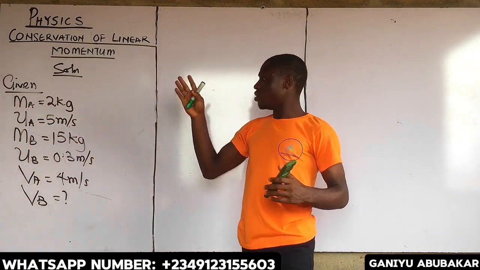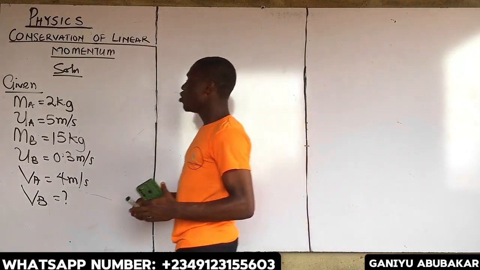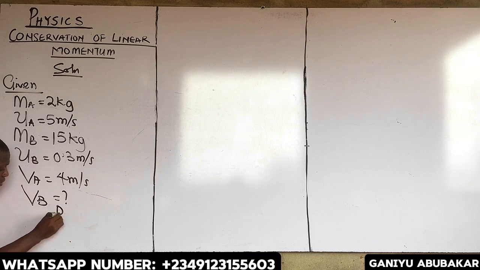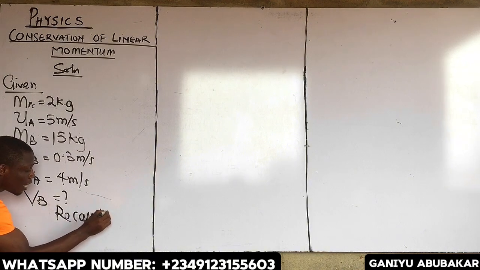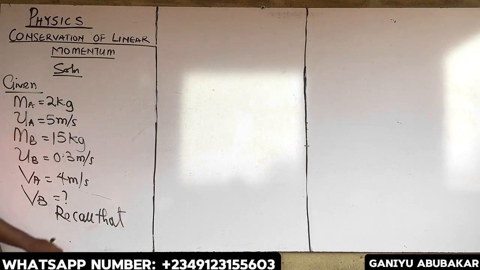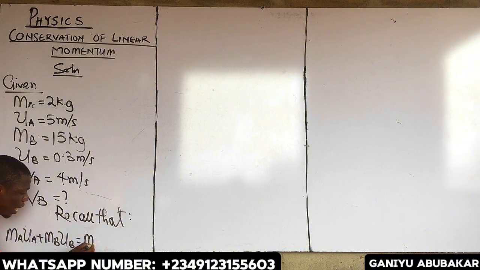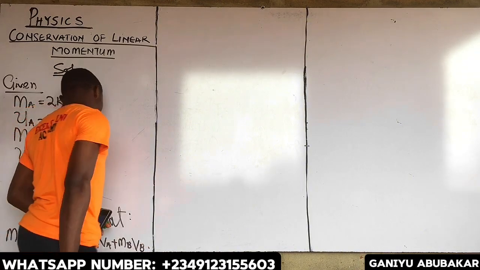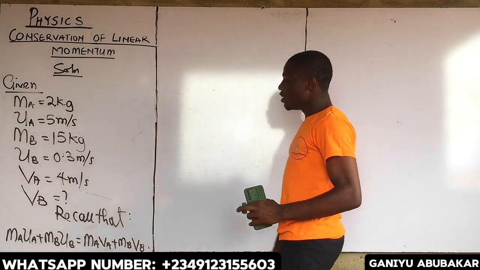After listing out these parameters, what is the next task? My next task is to record the equation. We said the equation for conservation of momentum is given as MAUA plus MBUB is equal to MAVA plus MBVB, as my equation for conservation of linear momentum.